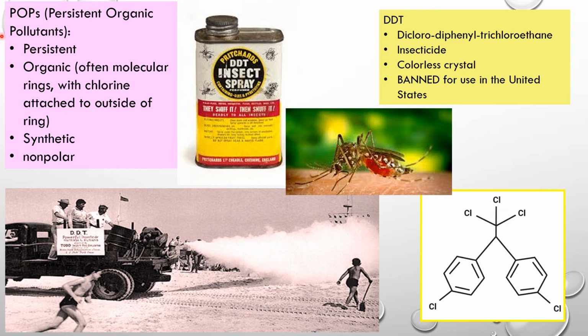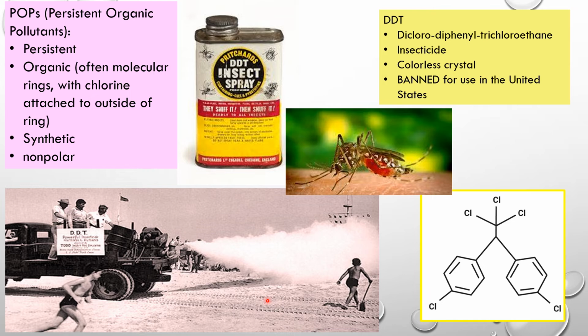And some examples that you've heard of before this year are DDT and PCBs. So if you look real closely at this insect spray that's no longer manufactured or sold in the United States, it says DDT insect spray. And here is a picture of how widely used it used to be in the 60s and 70s, where there was an insecticide truck that would go around into neighborhoods and just spray insecticide that included DDTs in it.